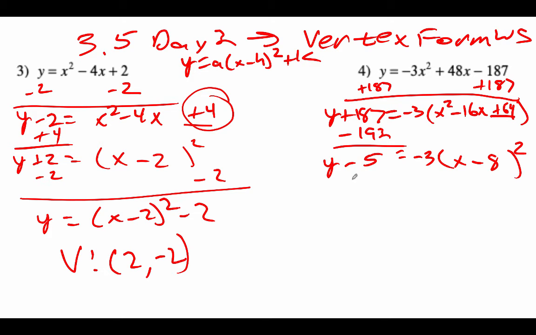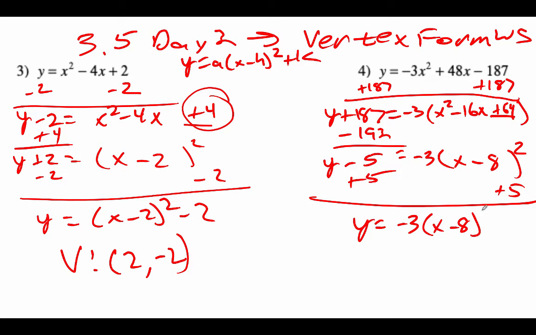This is y minus 5. Add 5, add 5. Y equals negative 3 times x minus 8 squared plus 5. The vertex is at 8, 5. It opens down. The axis of symmetry is x equals 8. We know a bunch about the problem.